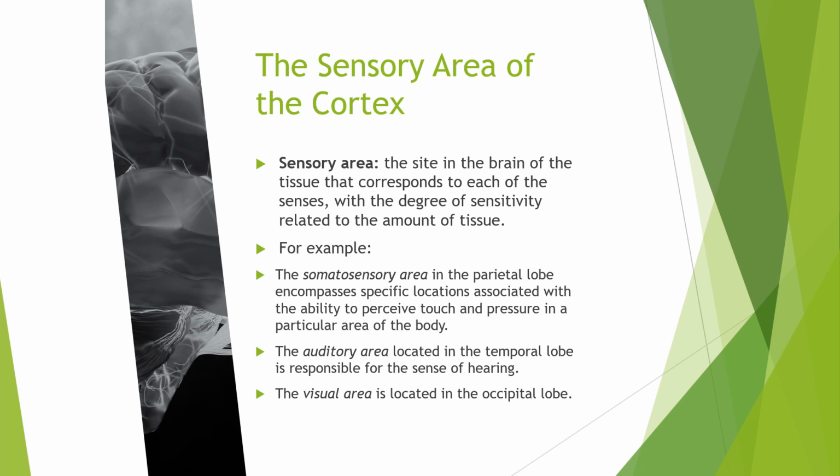Now, whenever I said, right, let's go back and think about this. The sensory area, it says the site in the brain of the tissue that corresponds to each of the senses with the degree of sensitivity related to the amount of tissue in that area. I reiterate that because we have certain places in our brain, in our sensory area, that have more tissue than others. That means those places are more sensitive than others. And if we were going to show that on a person, it would look like the figure in the next slide.